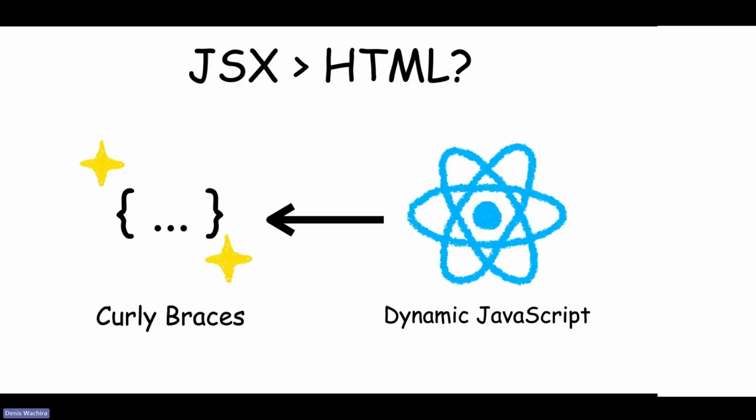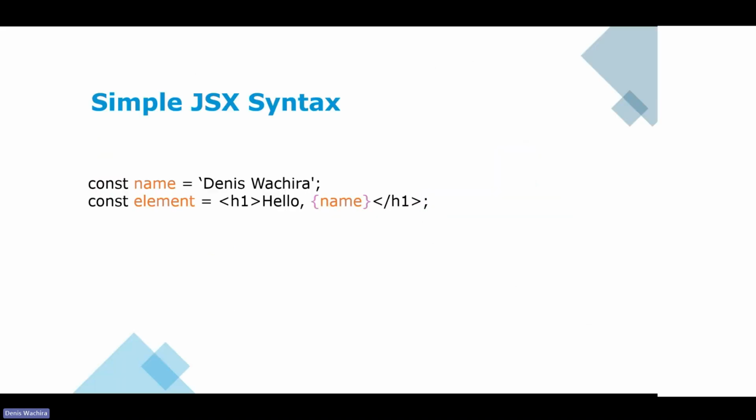And a simple syntax of how we write JSX. We have said we must use curly braces when writing your React or JSX. The curly braces indicate it's JSX code or React code. For instance, we have a name which is storing the value Dennis Washira. Then the element can be an h1, then we use what? The curly braces to pass this name, the value we have here. So this will be hello Dennis Washira.